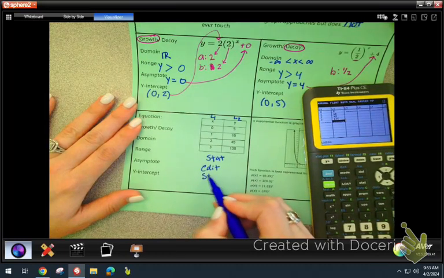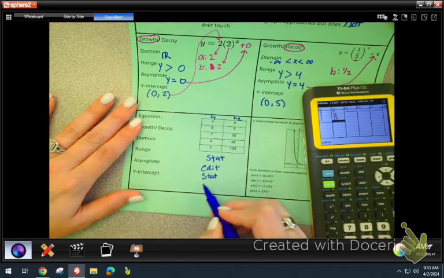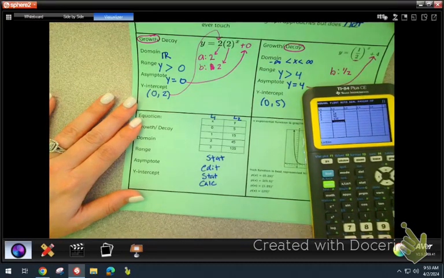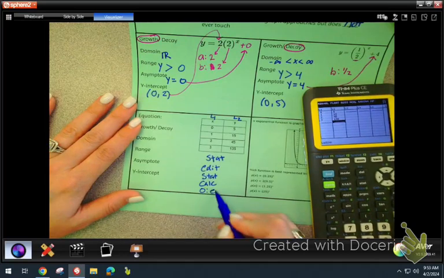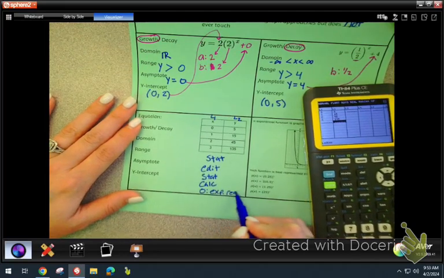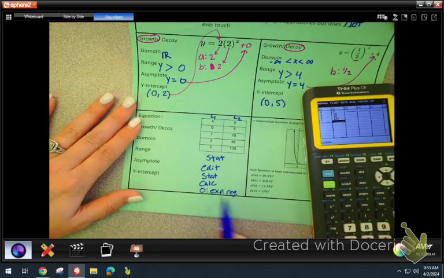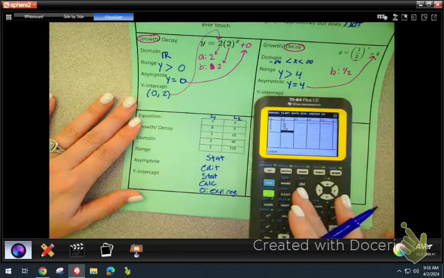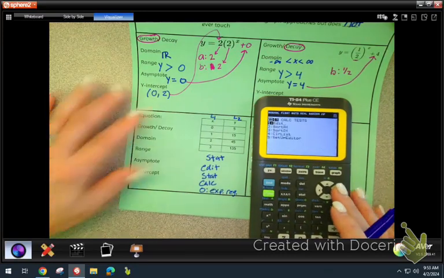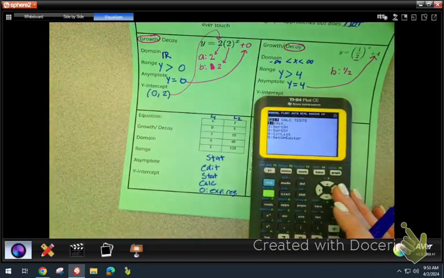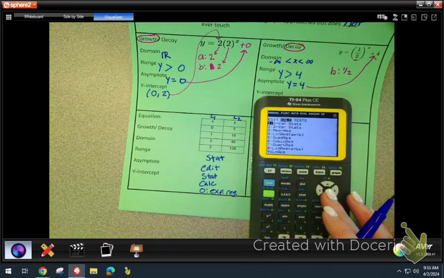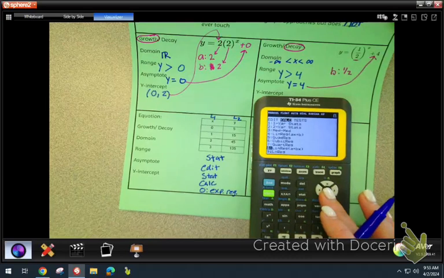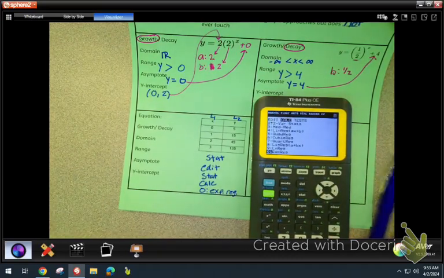You might want to write this down if you don't remember these steps. And then you're going to do stat, you're going to calculate, and we're going to choose what number? 0. What's next to 0 on the screen? It says EXPREG. That stands for exponential regression. See how up here, Stephen, it says calc at the top of your screen? You scroll to calc. And if you forget, just scroll until you see EXP. It's right there at 0.